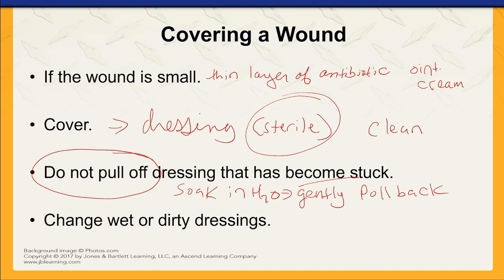Because if you just yank it off, if you pull it off really fast, the bleeding is going to start again. You're going to break away the clot that's developed, because the dressing got stuck to the clot and it's not able to come off. So when you're pulling on it, you're going to end up unplugging that damaged blood vessel. When you soak it with water, essentially you're breaking away some of the clot between the blood and the dressing.